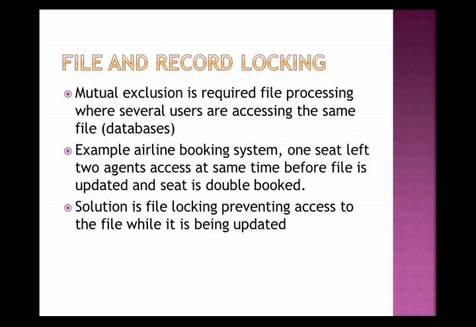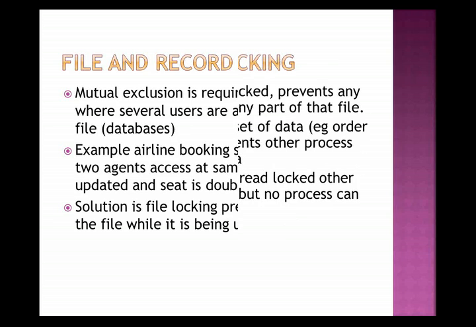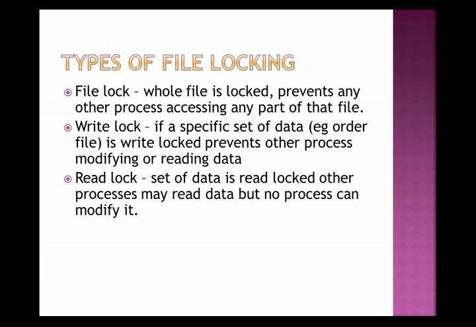This says mutual exclusion is required in file processing where several users are accessing the same file. An example is an airline booking system. Only one seat is left and 2 agents are accessing it at the same time before the file is updated, and the seat is double booked. The solution is locking, preventing access to the file while it is being updated.